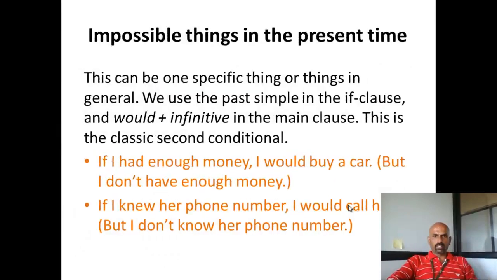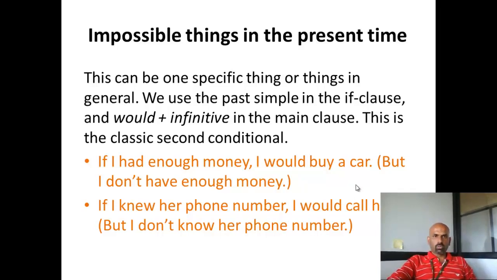And again, these are the explanation part. I don't want to go into that, but we'll go straight to the examples. If I had enough money, I would buy a car, but actually I don't have enough money. If I knew her phone number, I would call her, but I don't know her phone number. Actually, the trick here is that it's an unreal condition.